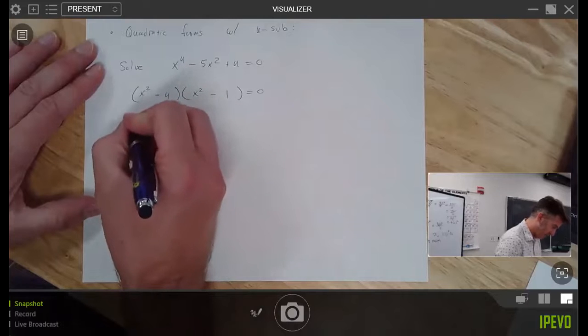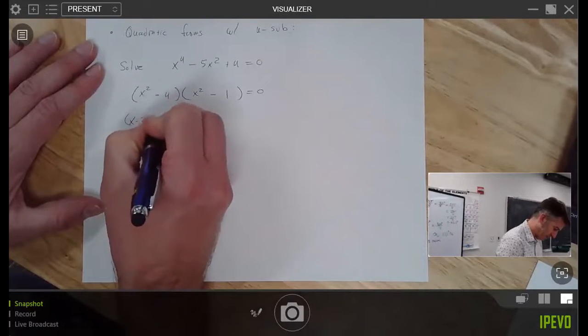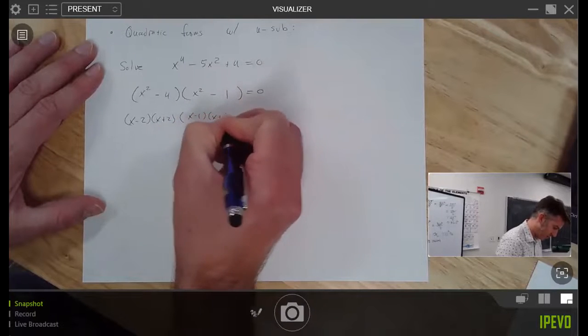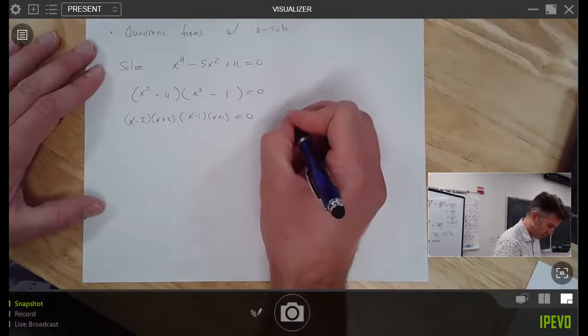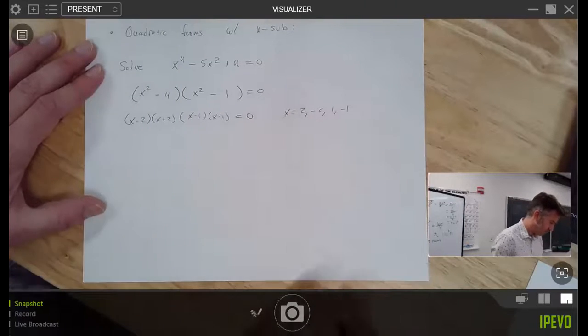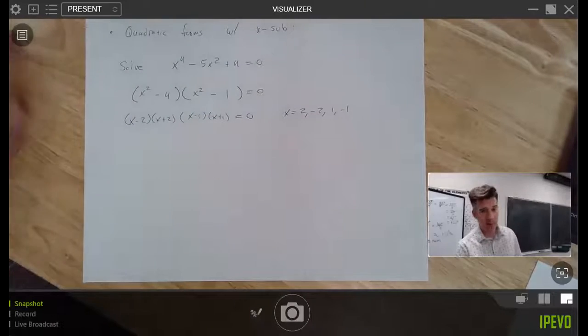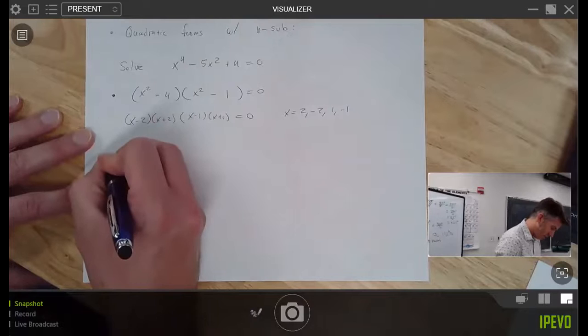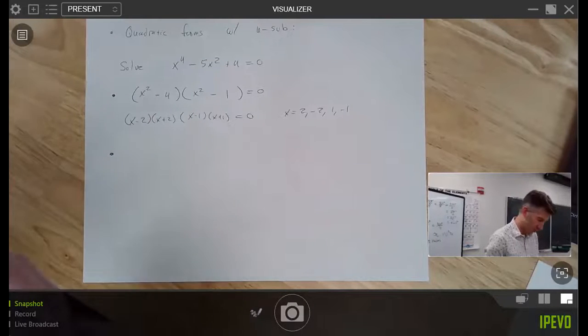This factors as x minus 2 times x plus 2. This factors as x minus 1 times x plus 1. And so our solutions are x equal to 2, minus 2, 1, and negative 1. But not everybody likes that. And so another way of solving it is to do what's called a U-substitution.